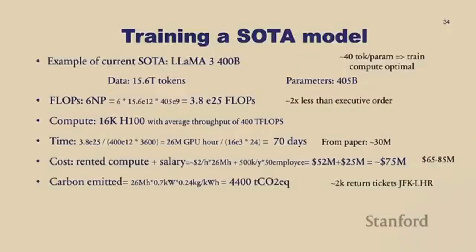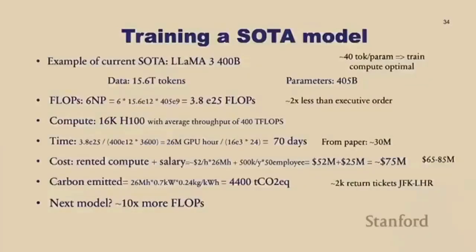Carbon emitted. A lot of people might ask, the cost is not the only thing that is important. So I did the computation. It's around 4,000 tons of CO2 equivalent. That is actually only 2,000 return tickets from JFK to London. So right now, carbon emitted is, I mean, huge, but it's not meaningful yet. I think in maybe GPT-6, GPT-7, once you multiply this by 100, that might become a real issue. Right now, it's still not, I think, an issue in the grand scheme of things.